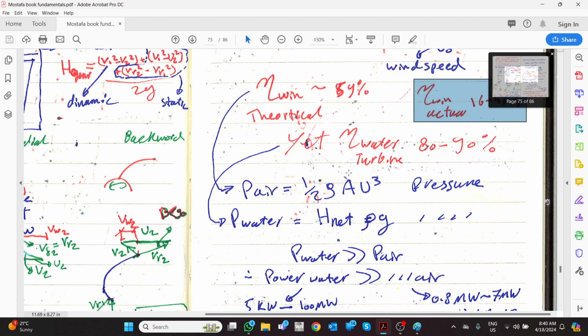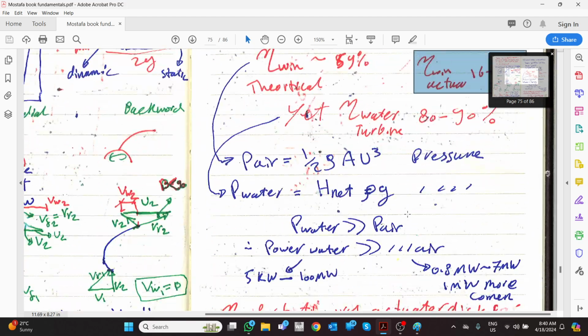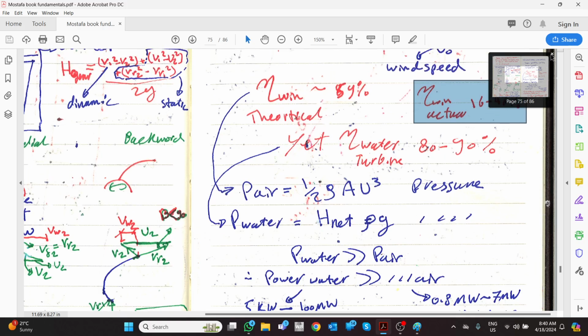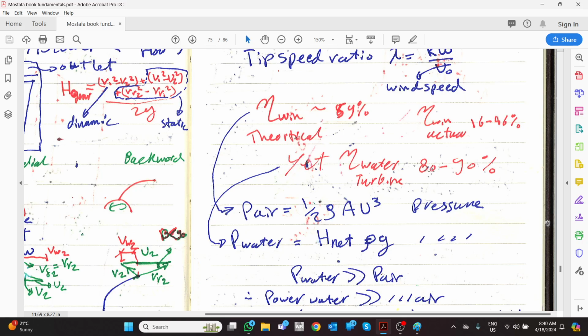Just to remember the water turbines we discussed, the Kaplan and Francis turbines, the efficiency of a water turbine is from 80 to 90. Why can this one reach such high numbers, yet the air turbine cannot? It is due to a simple principle, the pressure of the air. The power of the air is this one. The power of the water, as we discussed before, is this one.